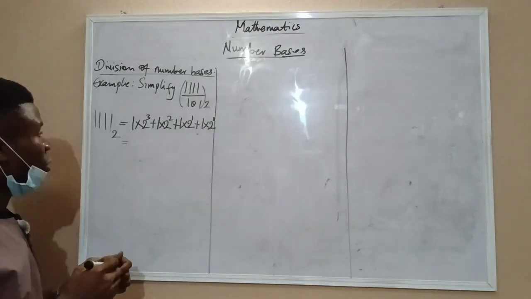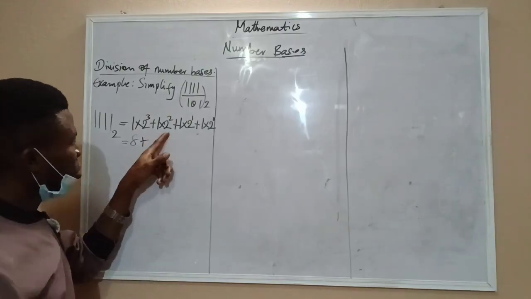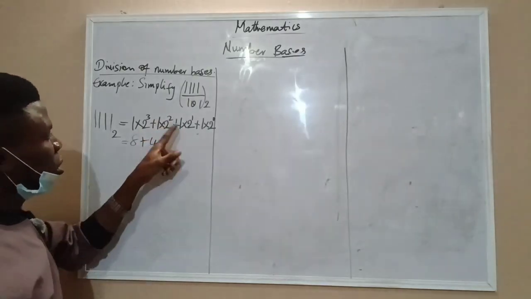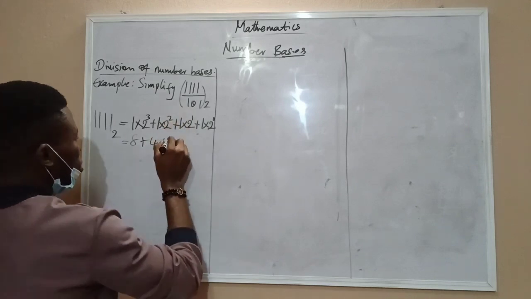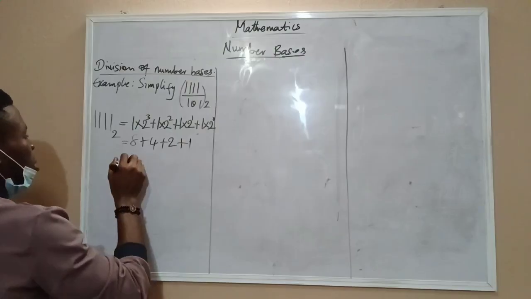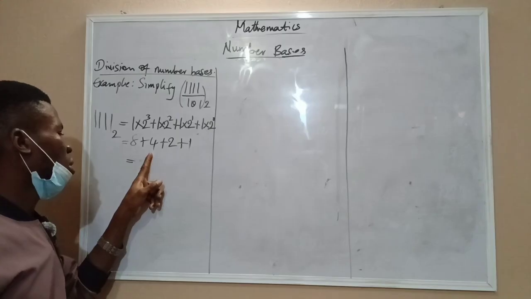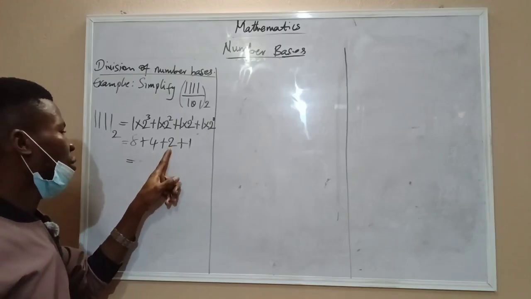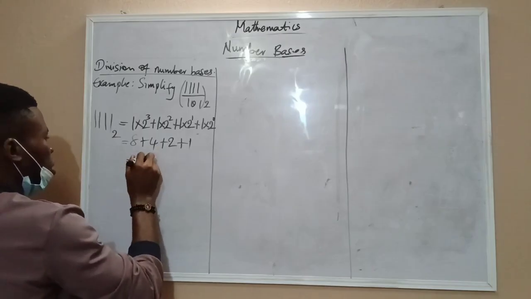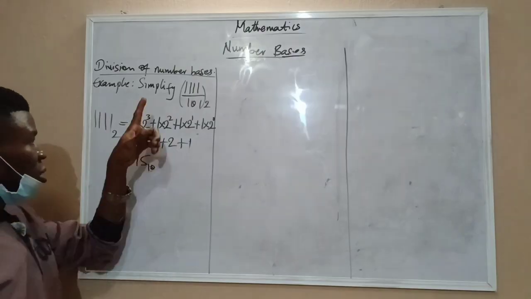This is 2 times 2, 4, 4 times 2, 8, 8 times 1 is still 8. 8 plus 2 times 2, 4, 4 times 1 is still 4, plus 2 raised to the power 1, 2, 2 times 1, 2, plus 1, 1 times 1, 1. And then when you add these, 8 plus 4, 12, 13, 14, 15. And this is equal to 15 in base 10, right? And this is just the numerator.